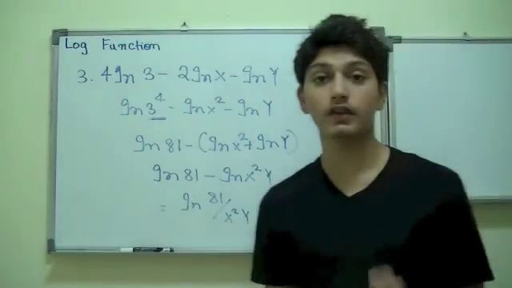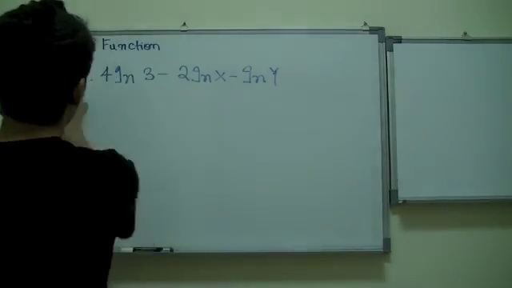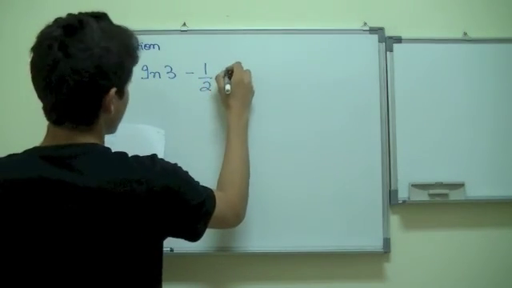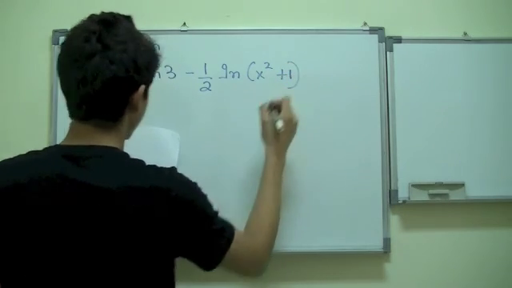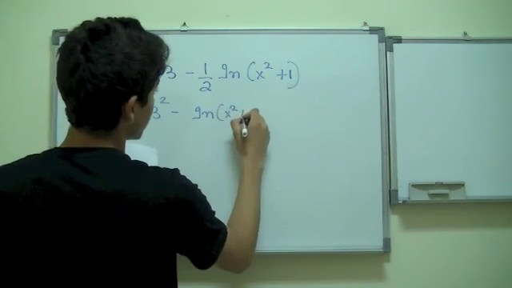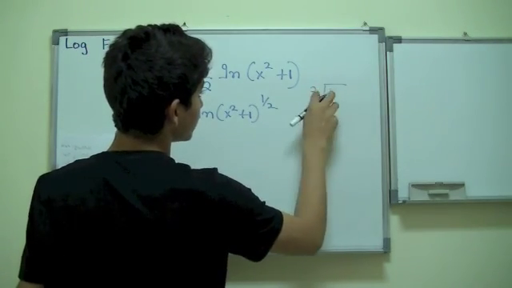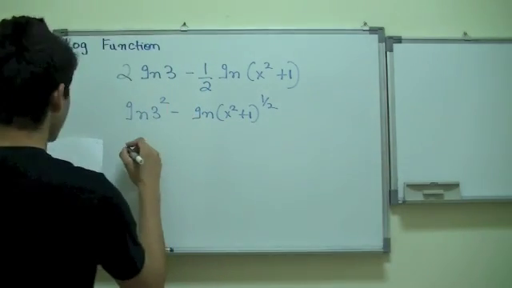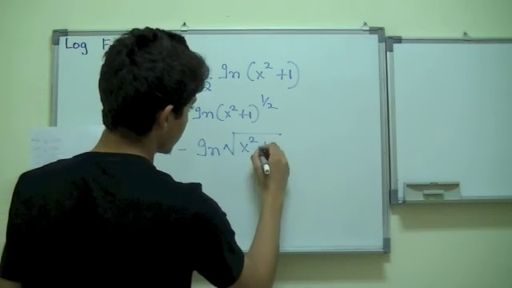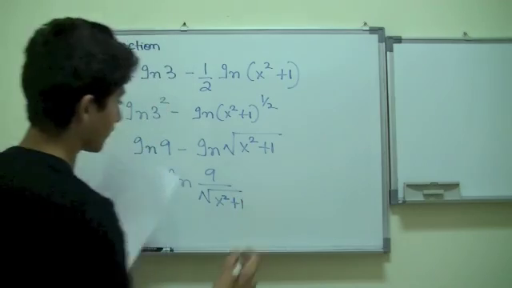Now let's go ahead and consider the last example of this section before we end this video, the fourth example. 2 natural log of 3 minus half natural log of x squared plus 1. So it would be natural log of 3 squared minus, we can write half, natural log of x squared plus 1 to the half exponent. That would basically mean square root. If it's a square root you don't really write 2, but it's actually 2 there, so it's half right there. And 3 squared is 9, so 9 minus natural log of the square root of x squared plus 1. That would basically mean natural log of 9 over square root of x squared plus 1. Bingo, we got it.